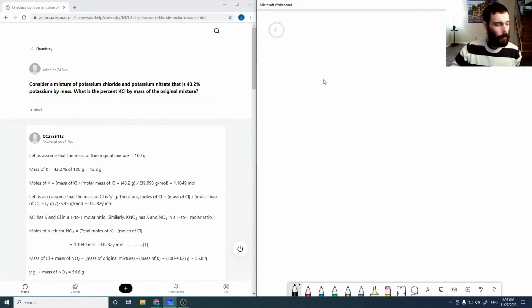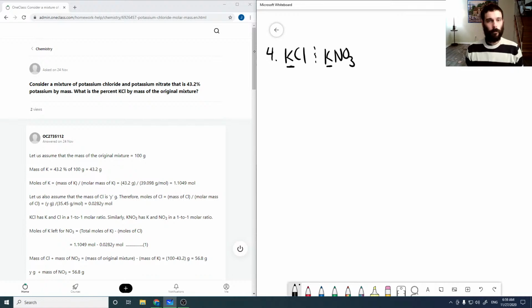Okay, so now we're going to consider a mixture. Consider a mixture of potassium chloride and potassium nitrate, and it's 43.2% potassium by mass. So what is our percent KCl by mass?